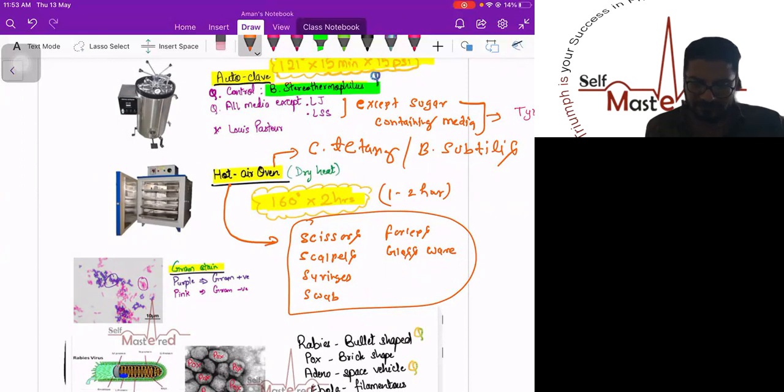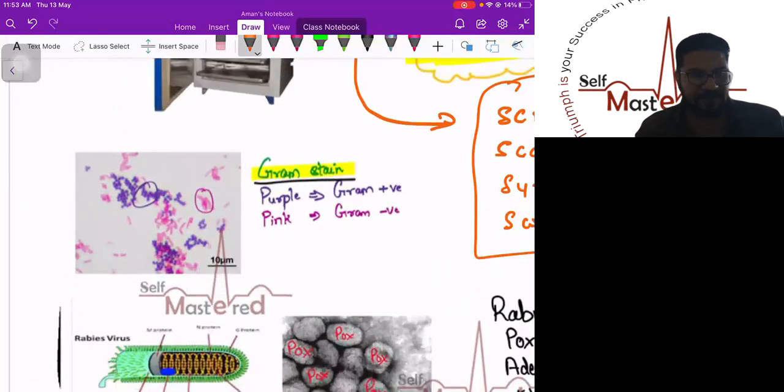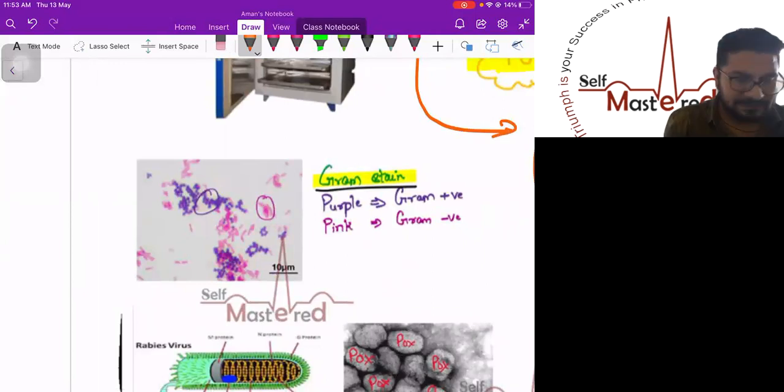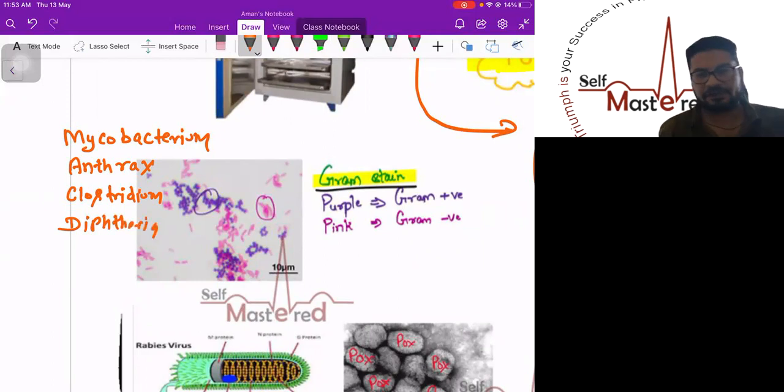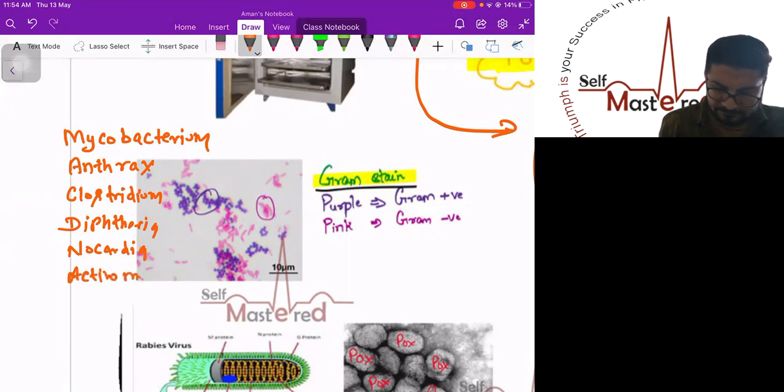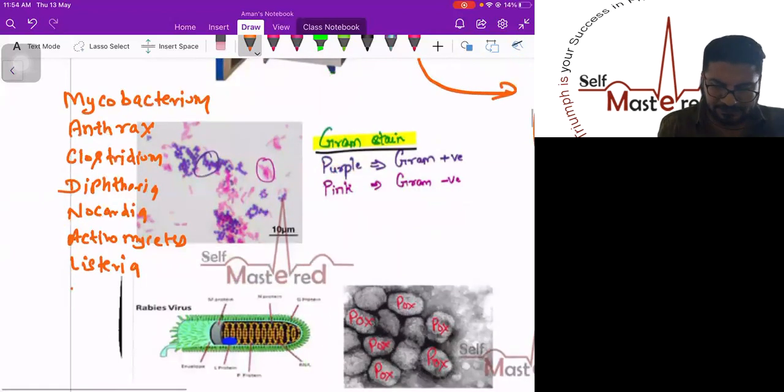Okay, so next, understand this. We have the Gram stain. You know, the purple will be gram positive, the pink will be gram negative. Sometimes they ask a question like which bacteria are gram positive? Gram positive bacilli include Mycobacterium, anthrax, Clostridium, then we have diphtheria, that is Corynebacterium diphtheriae, Nocardia, Actinomycetes, Listeria, and diphtheroids.